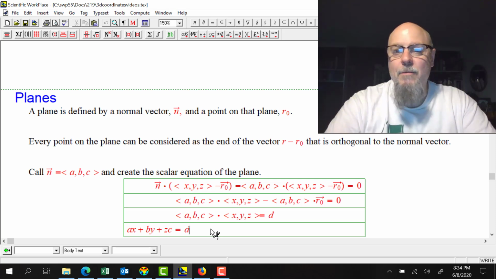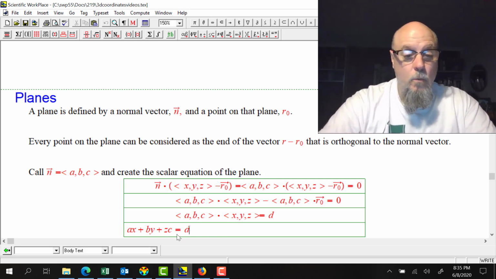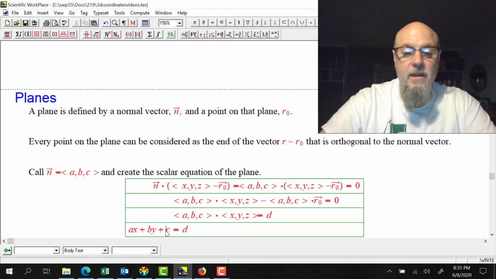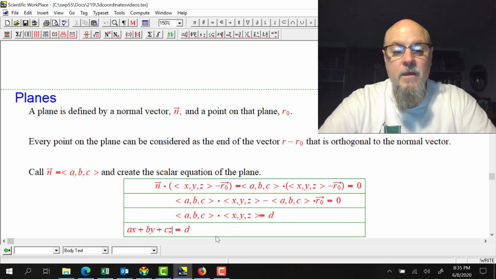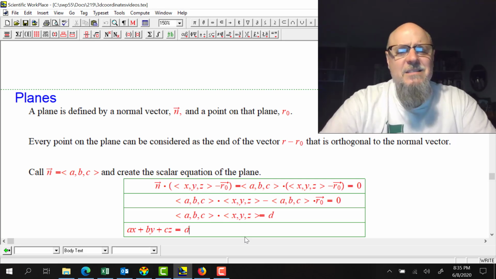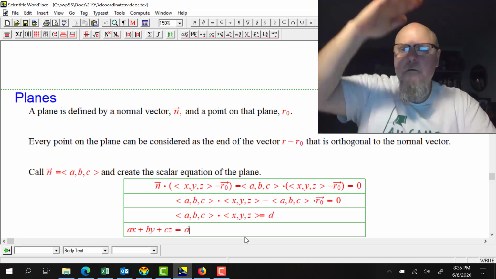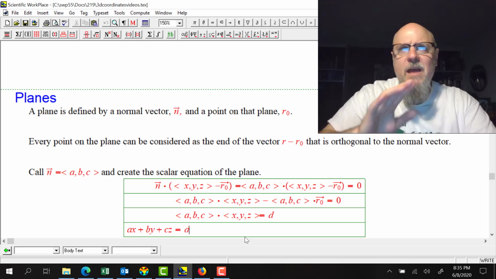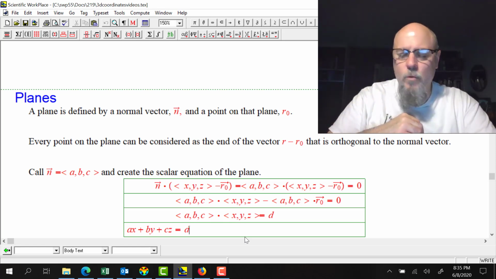There's 4 parameters, A, B, C, D. Oh, and no vectors anymore. Oh, it's written funny here. Let's write that as C times Z. That's better. Okay, there's 4 parameters, A, B, C, and D. What do they mean? Well, A, B, and C, that's the normal vector. What's D? D is the number that gives me the height. It's a measure of the height of the actual plane.